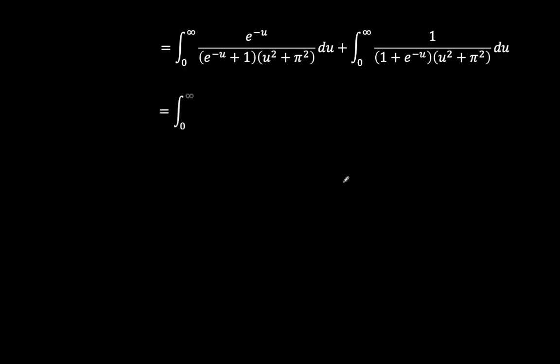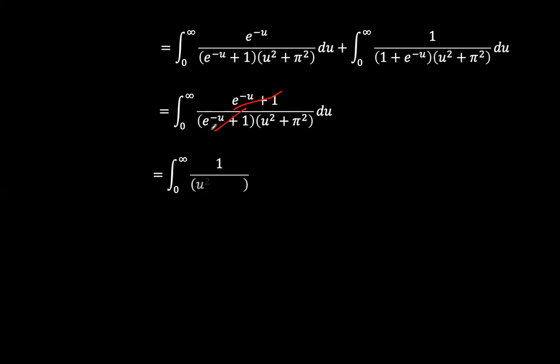Now, combining those two integrals together, we have in the numerator 1 plus e to the power negative u. And so as you can see, this and this cancel out, and we are left with the integral from u equals 0 to u tending to positive infinity of 1 over u squared plus pi squared. And as you can see, this is the simplest integral now that we can handle.